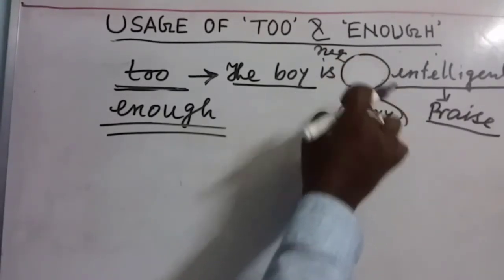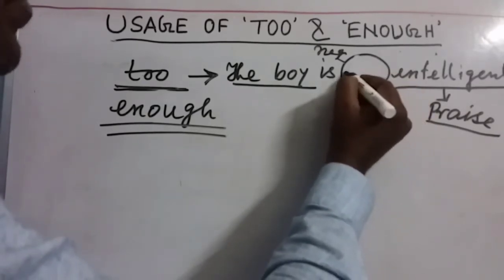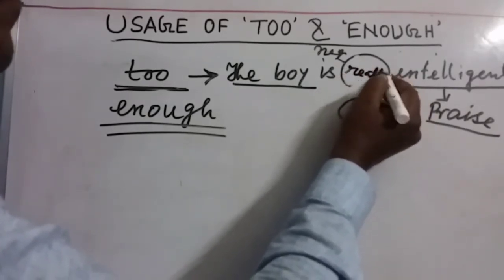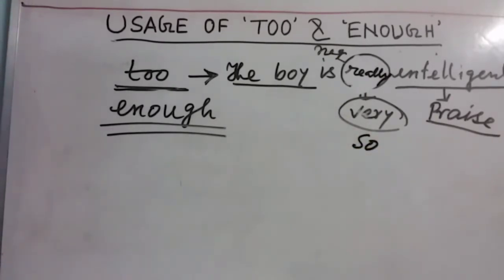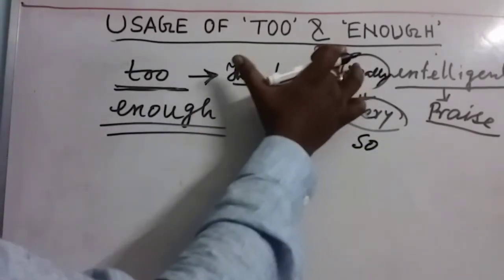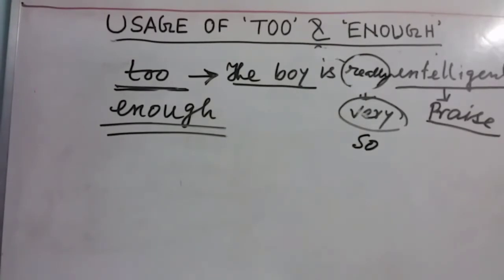Instead of "too", we can use very or really, or even we can use so. So we can say the boy is very intelligent. We can say the boy is really intelligent, or even we can say the boy is so intelligent. This will be a perfect sentence.